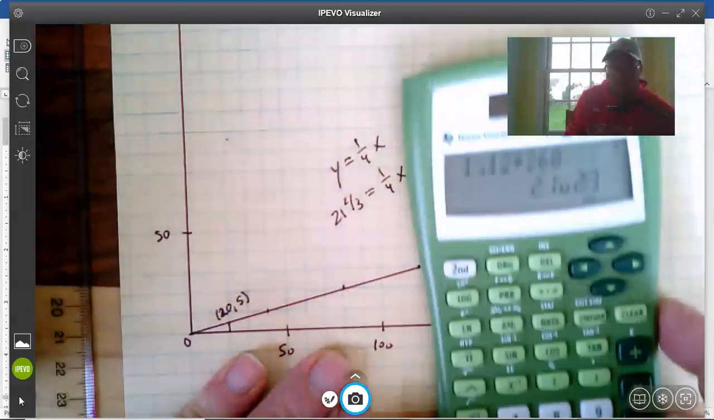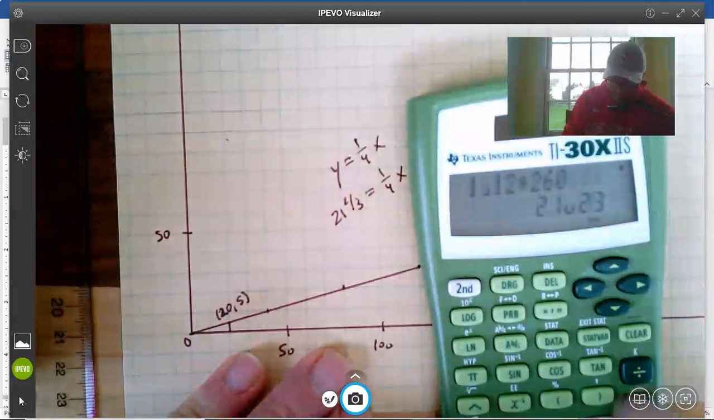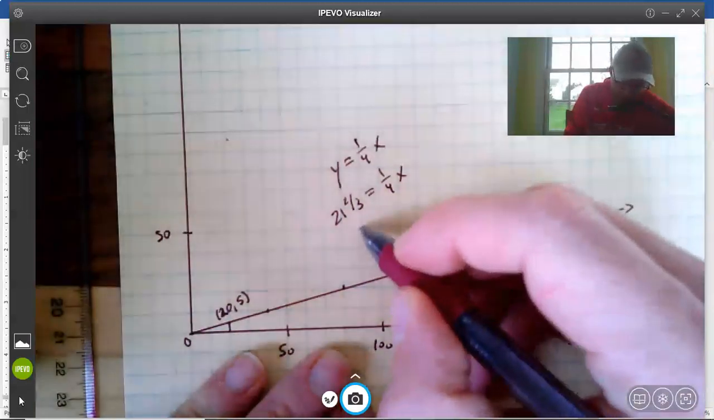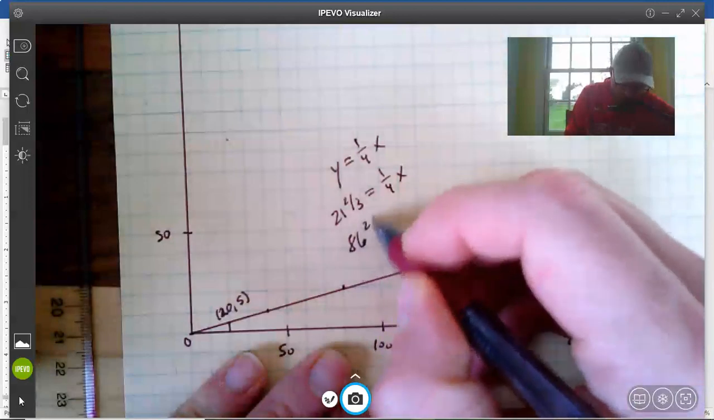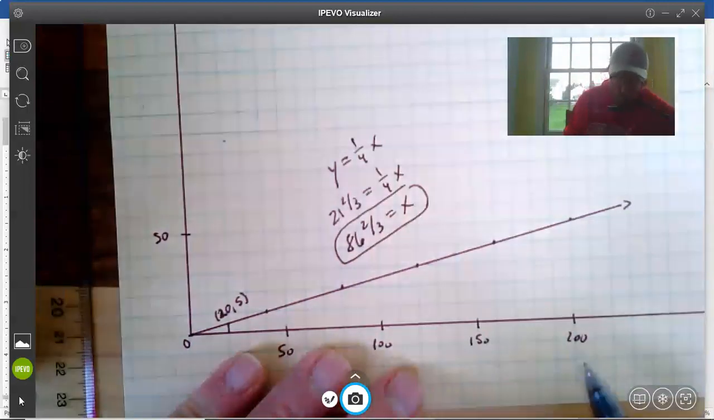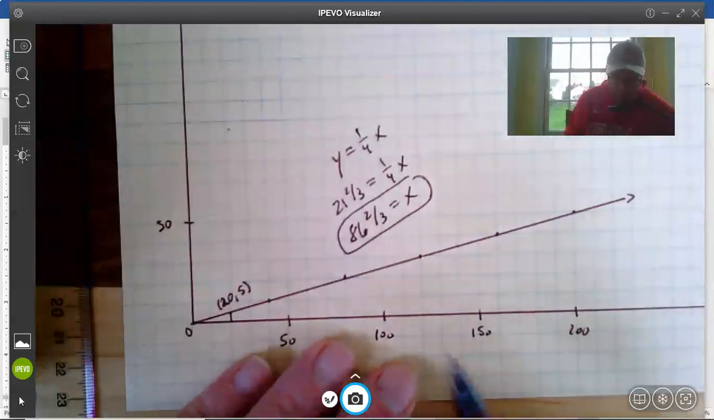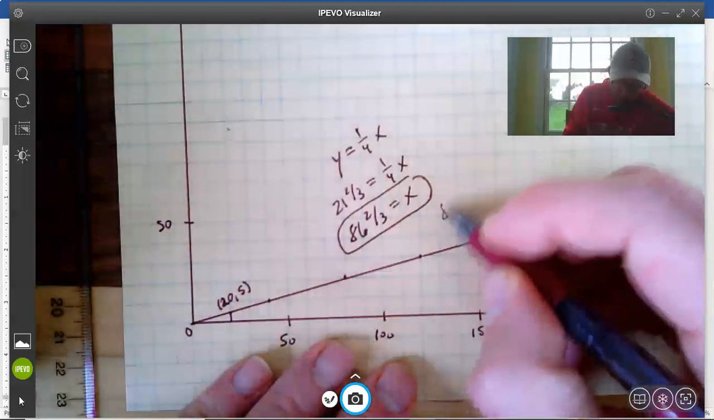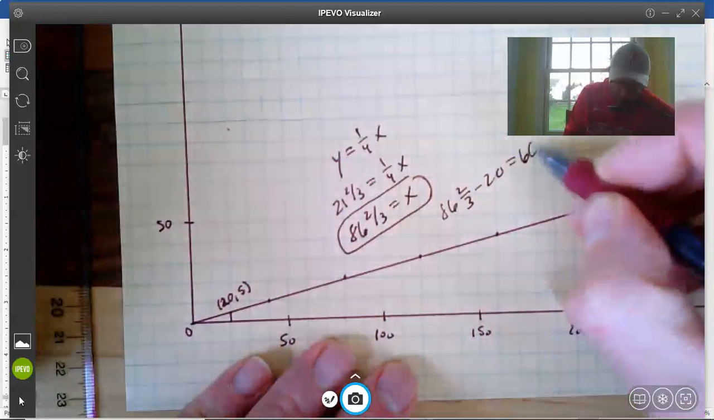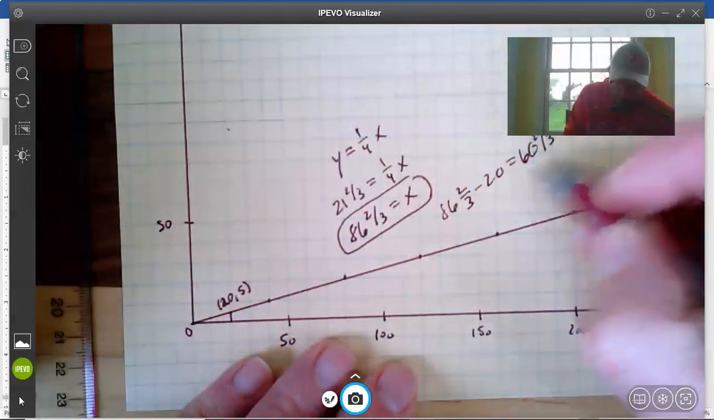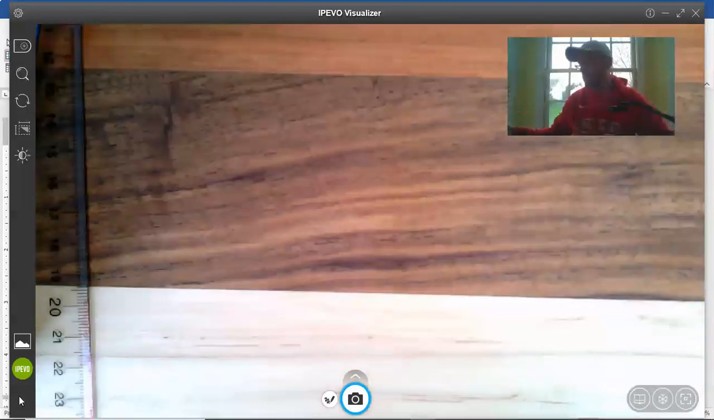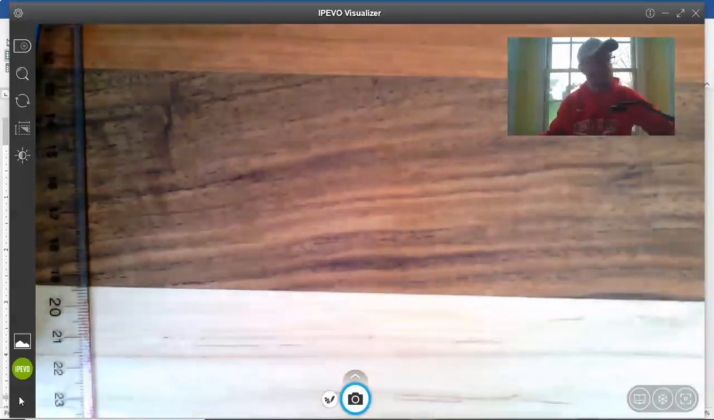So let's multiply by 4, which gives us 86 2/3 equals x. But that's simply how far it is from there. So you take away the shadow, minus 20, equals 66 2/3. Next up, we have the airplane problem.